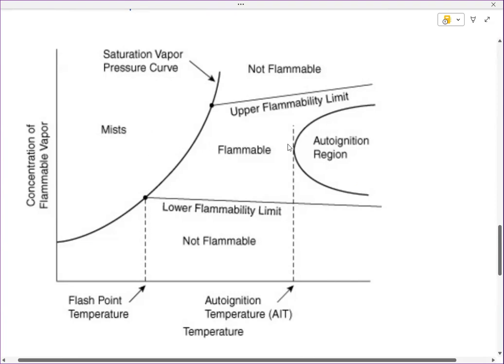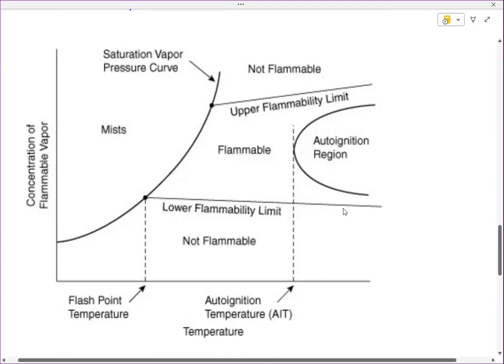As you move to higher and higher temperatures, then you bypass this curve, which is the saturation vapor pressure curve. Think back to Raoult's law from material and energy balances. This is the same meaning for this saturation curve. So this is the completely vapor zone. This is the liquid zone. This is vapor-liquid equilibrium.